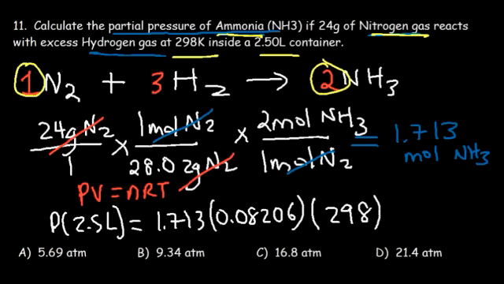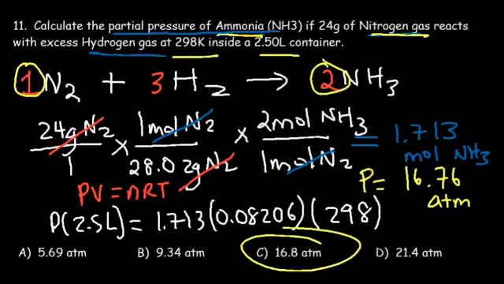So to get the answer, here's what you need to type in your calculator. It's 1.713 times 0.08206 times 298. Take that result and then divide it by 2.5. So the answer that I have is 16.76 atm, which rounds to about 16.8. So answer choice C is the correct answer.